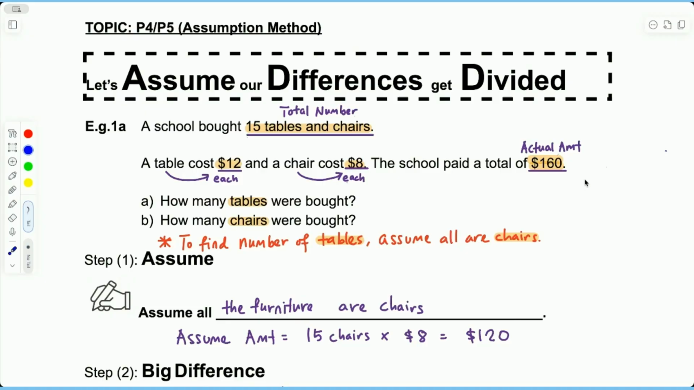Using the assumption method, let's take a look at part A again. We want to find the number of tables that were bought. Since we want to find the number of tables, we have to assume that all the furniture are chairs. Let's assume all the furniture are chairs. There are 15 chairs, and each chair is $8. So the assumed amount is $120.